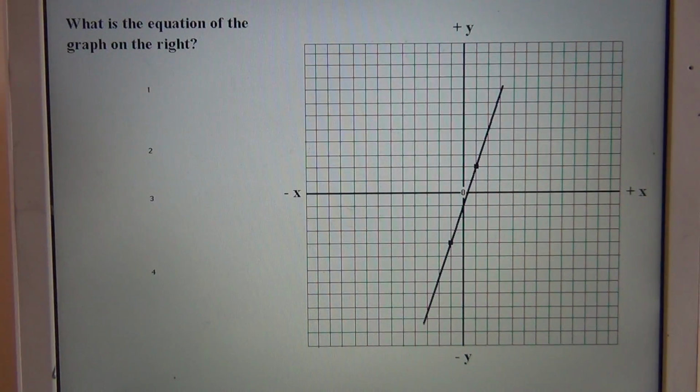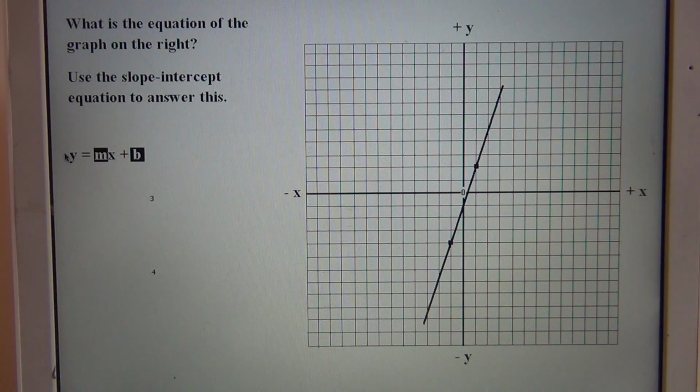Let's try another one. What is the equation of the graph to the right? Well, let's look at it first. First of all, we know it's a positive line because it's coming from the bottom left and going up that way. We know we're going to need to figure out the slope. Let's do the rise first. 1, 2, 3, 4, 5, 6. Okay, the rise is 6. The run is 1, 2. So 6 over 2. We'll use the y-intercept equation.